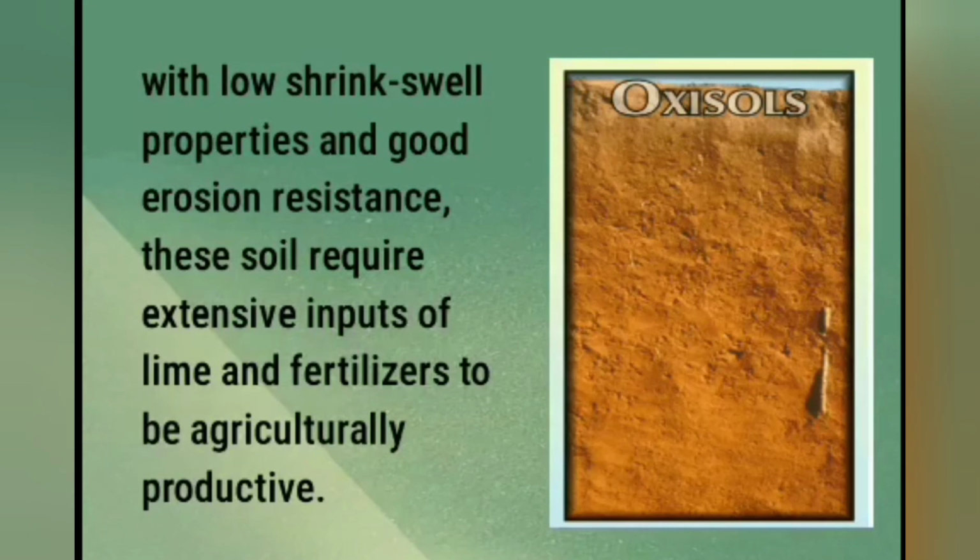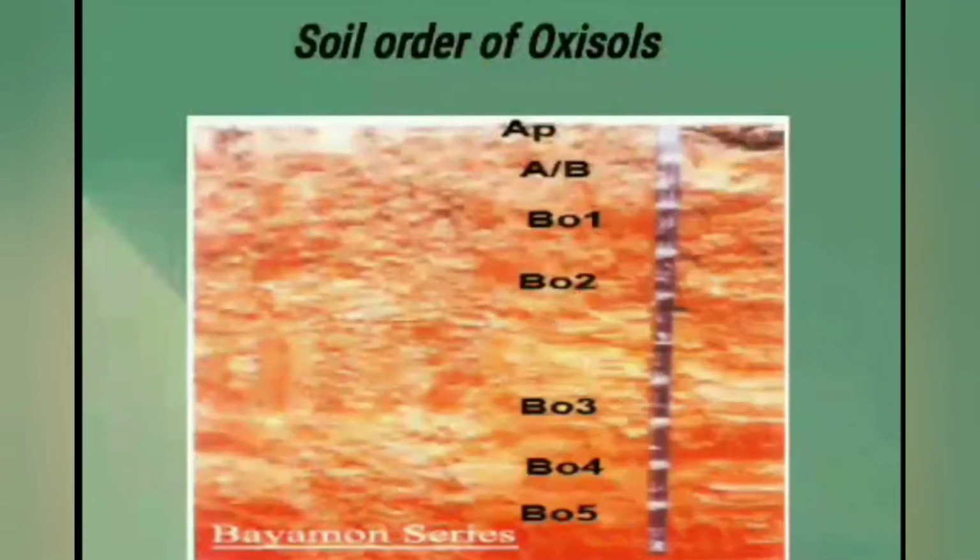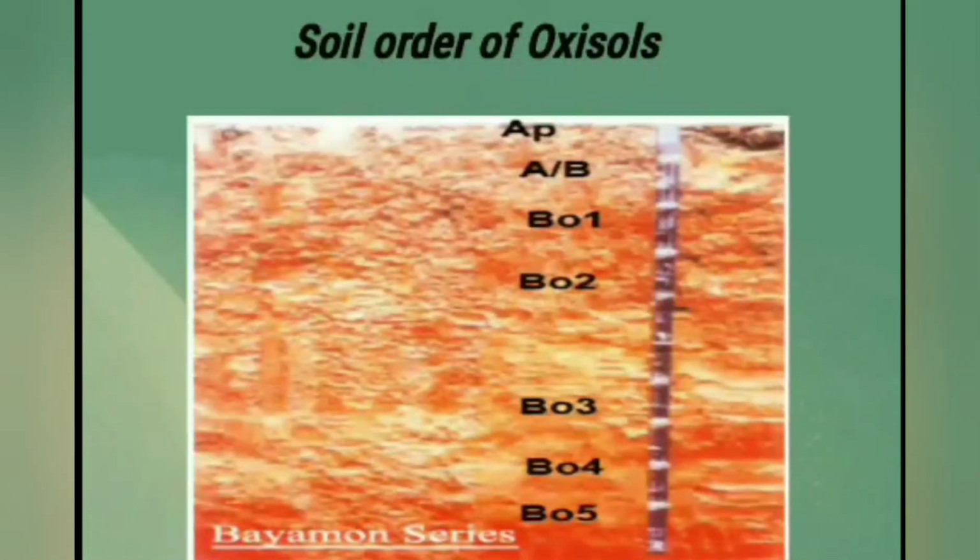They tend to have indistinct horizons. Oxisols characteristically occur on land surfaces that have been stable for a long time. They have low natural fertility as well as a low capacity to retain additions of lime and fertilizer. So, the soil order of oxisols.